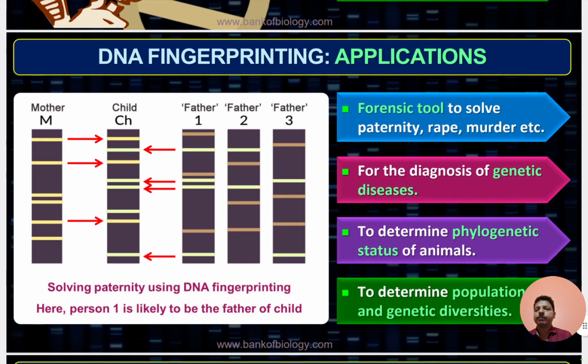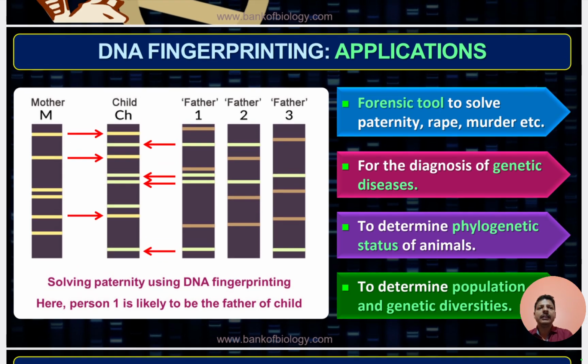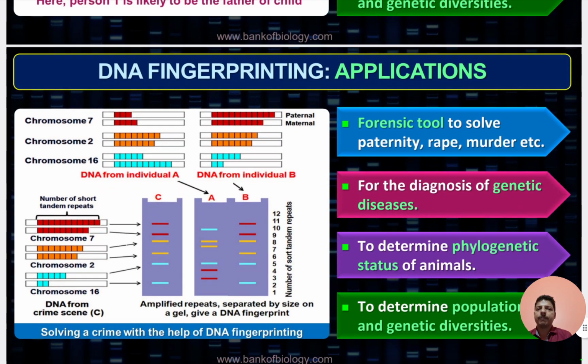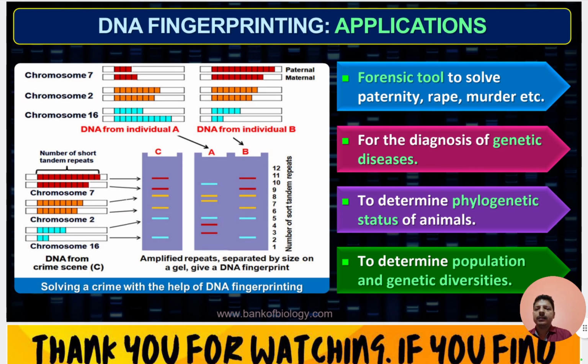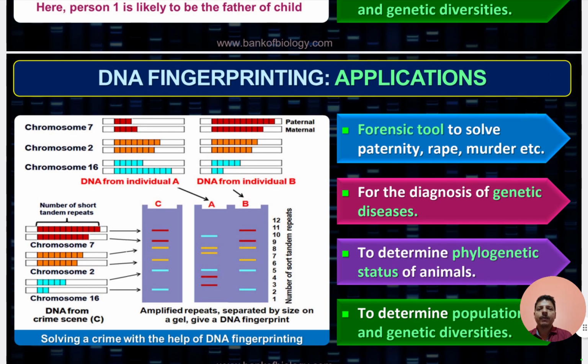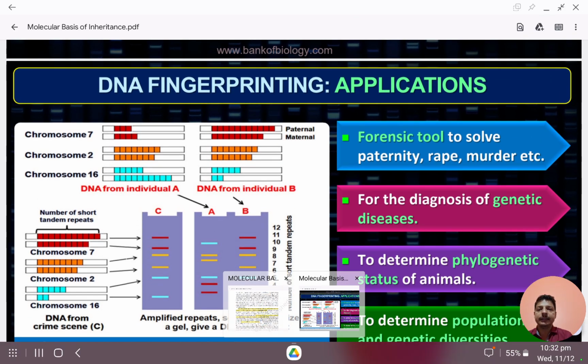Here you can see how it is changed. There is the mother, the child, and the fathers claiming, three are there, and as you can see mother and child. Here father 1, person 1, is likely to be the father of the child. So this is how DNA fingerprinting works. Then again, solving crime with the help of DNA fingerprinting. This diagram I think is from NCERT. Let's see what your NCERT says here.